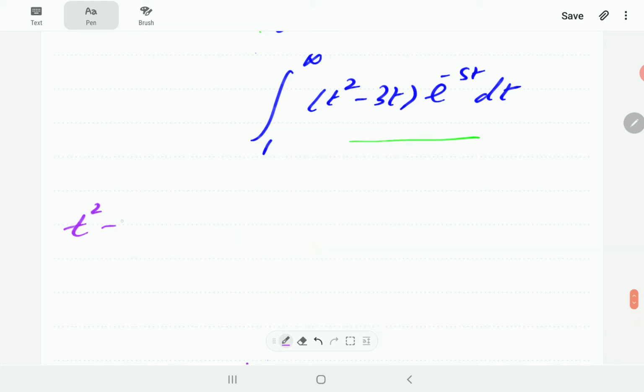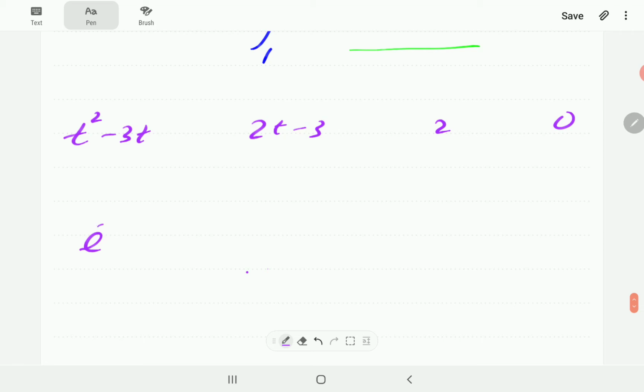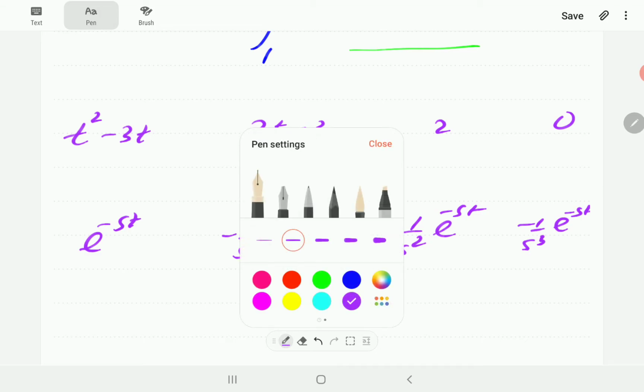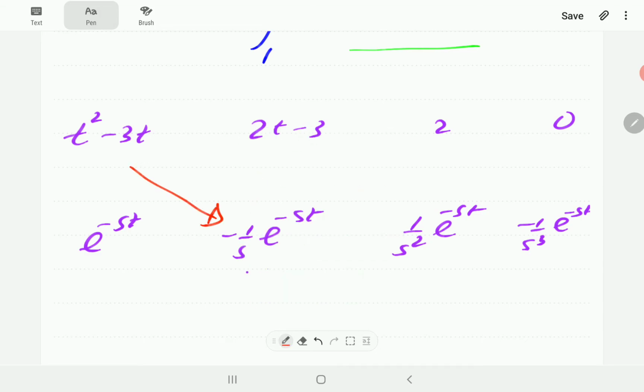So we're going to have t squared minus 3t here. Derivative of that is 2t minus 3. Derivative of that is 2, and derivative of that is 0. The integral of this one is minus 1 over s, and the integral of that is the next term, and the integral of this one is that. Then the first matches the second with the third, and the third with the fourth.